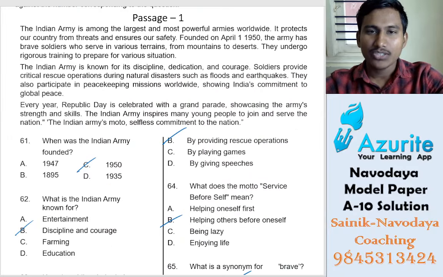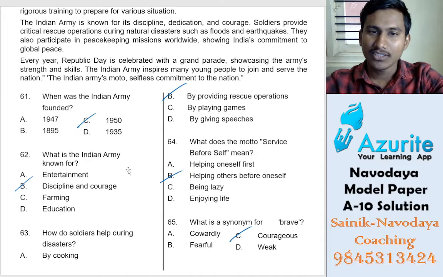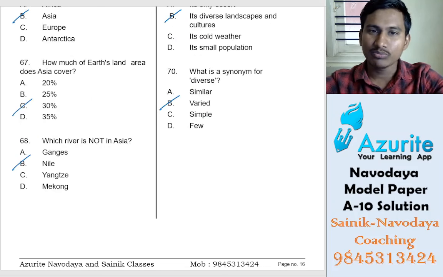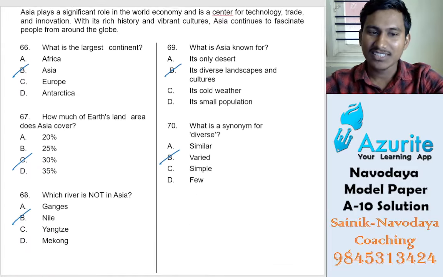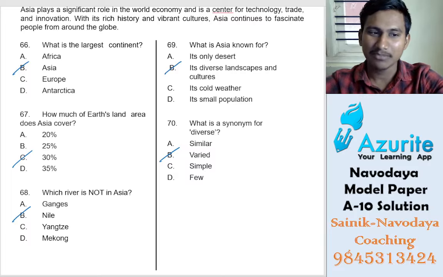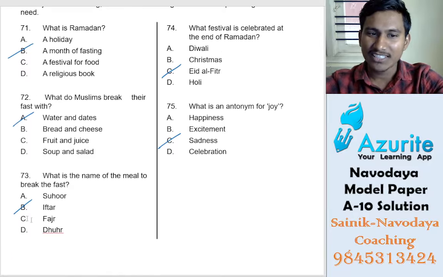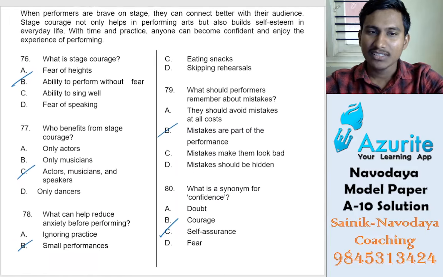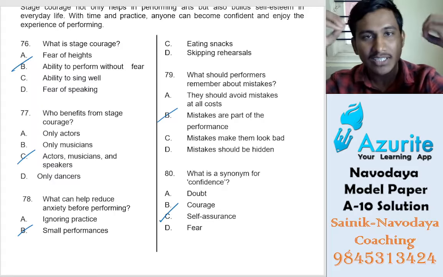Understood? So see students, let us see the passage 1 answers. 61 is C, 62 is B, 63 is B, 64 is B, 65 is C. Now passage 2 answers. 66 is A, 67 is B, 68 is B, 69 is B, 70 is B. Next, passage 3 answers. 71 is B, 72 is A, 73 is B, 74 is C, 75 is C. And then passage 4 answers. 76 is B, 77 is C, 78 is B, 79 is B, 80 is C. These are the answers.